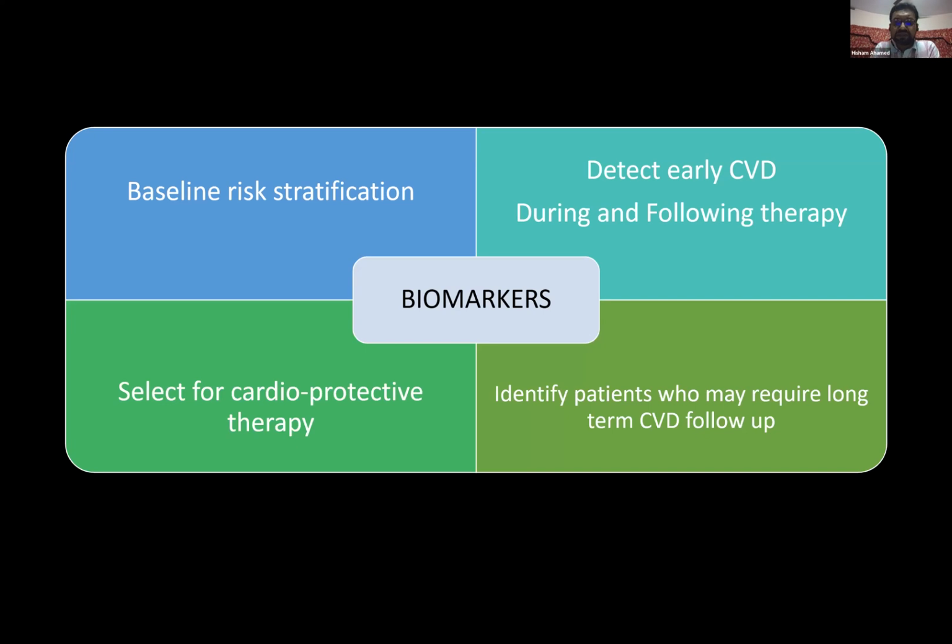So what does a biomarker in cardio-oncology aim to achieve? Basically, we are trying to achieve baseline risk stratification. We are trying to detect early cardiovascular disease during and following therapy. We are also trying to select certain patients for potential cardioprotective therapy if they have clinically significant fluctuations in biomarkers. And of course, we identify patients who have completed their oncological therapy and may require long-term cardiovascular follow-up. This is the scope of a biomarker in cardio-oncology as of today.